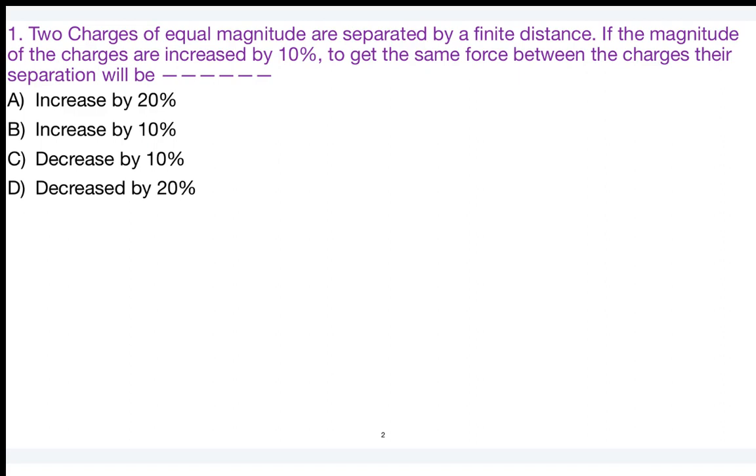So if anybody is ready, you can message the answer here in the chat. There are two charges of equal magnitude separated by a finite distance. If the magnitude of charges are increased by 10%, to get the same force between the charges, their separation will be. So there are two charges, both are Q only. Since they are of equal magnitude, I have assumed both are of magnitude Q and the spacing is R.